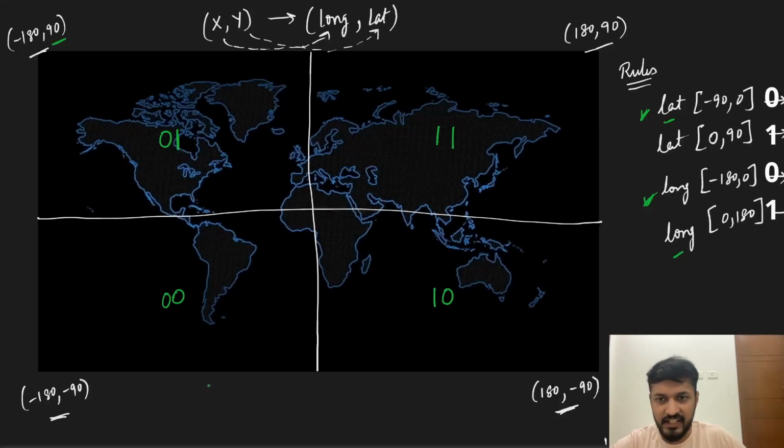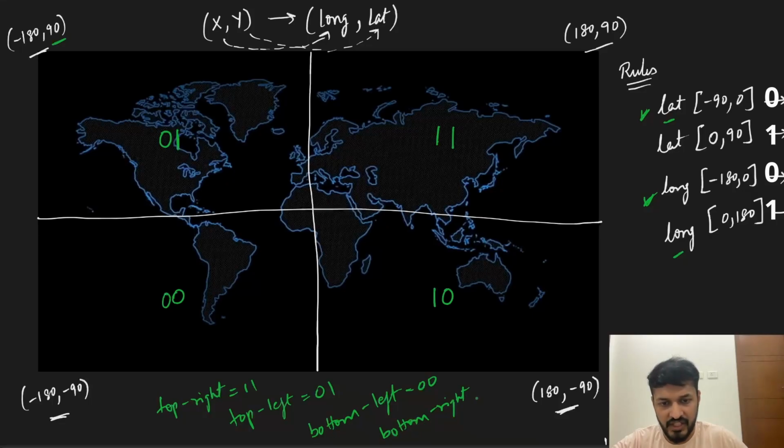So we can write, after dividing this world map into 4 parts, top right address is 1 1, top left address is 0 1, bottom left address is 0 0 and bottom right address is 1 0.